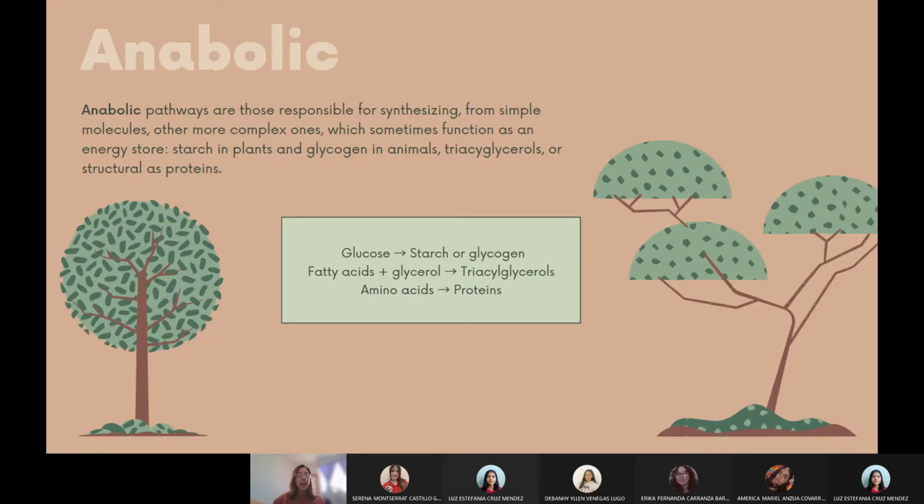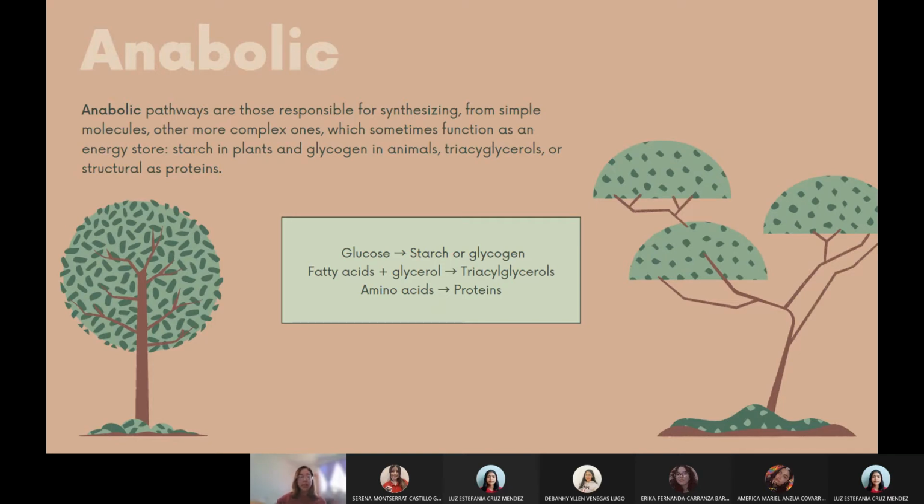Now we have the anabolic. The anabolic is basically the opposite of the first stage of the catabolism. The anabolic pathways are those responsible for synthesizing simple molecules into other more complex ones, which sometimes function as an energy store, like starch in plants and glycogen in animals, triacylglycerols, or structural ones such as proteins.